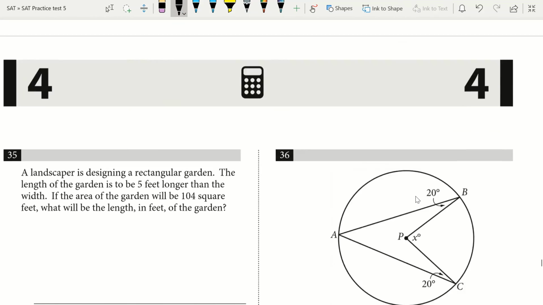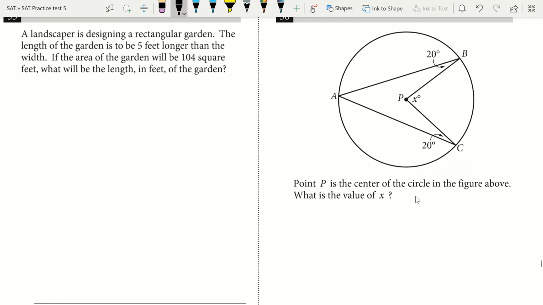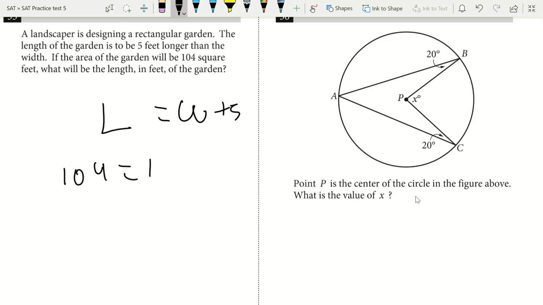All right, 35. A landscaper is designing a rectangular garden. The length of the garden is to be, all right, my length, that's a bad L. All right, let me put an L like this then. All right, the length is to be 5 feet longer than the width, right? So my length is going to be my width plus 5. If the area of the garden will be 104 square feet, right, so 104, that's going to be my area, which is going to be L times W. Then what will be the length in feet of the garden? All right, so I got to solve for L here.